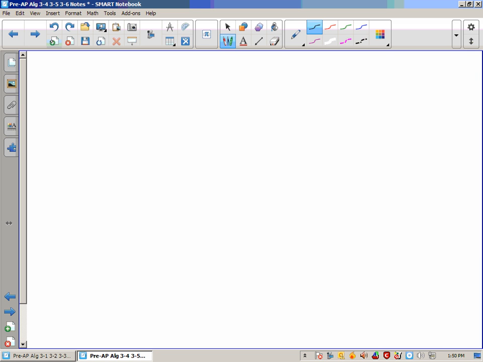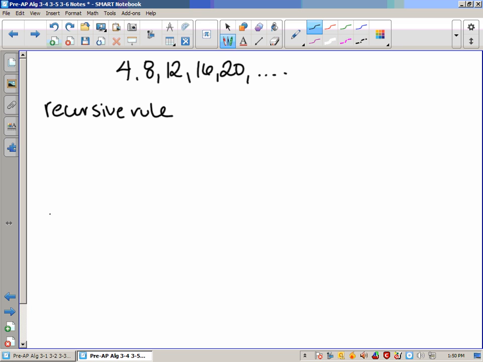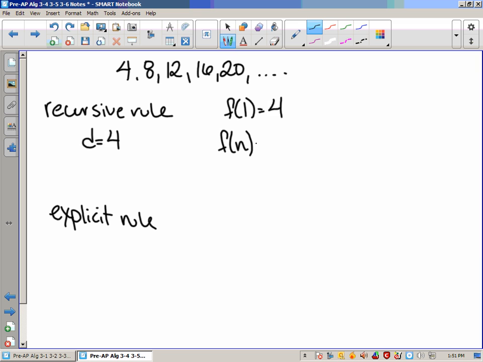Say we have this sequence. And I want us to create a recursive rule and an explicit rule. For a recursive rule, we need to know the first term and the common difference. The common difference here is what I change by each time, which here we're adding 4. So the common difference is 4. So then I would write f of n equals my first term plus my common difference, which happens to be the same, times n minus 1.